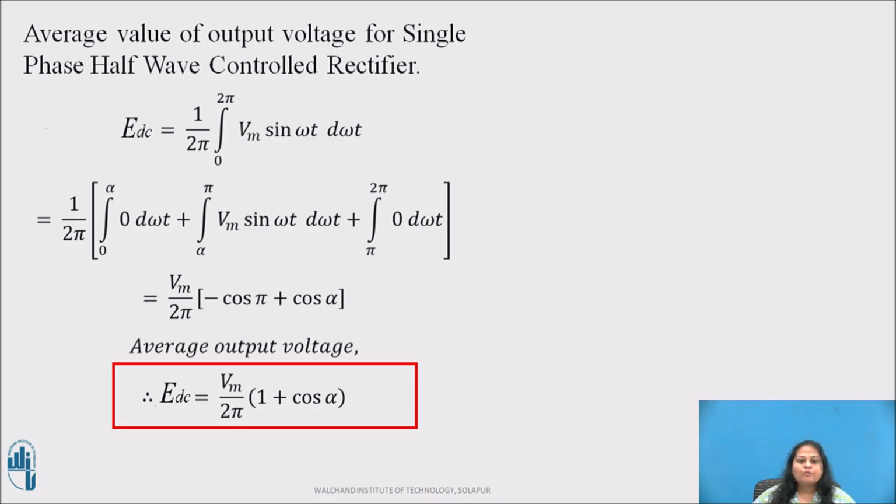As we know, the output voltage is present only during omega t equal to alpha to pi. Thus, substituting the value of output, solving the integration and putting the limits, finally we get EDC is equal to Vm by 2 pi into 1 plus cos alpha. Thus, it can be seen that EDC depends on firing angle alpha. Also, when the firing angle alpha is 0 degrees, the average voltage is maximum and is given by Vm by pi.